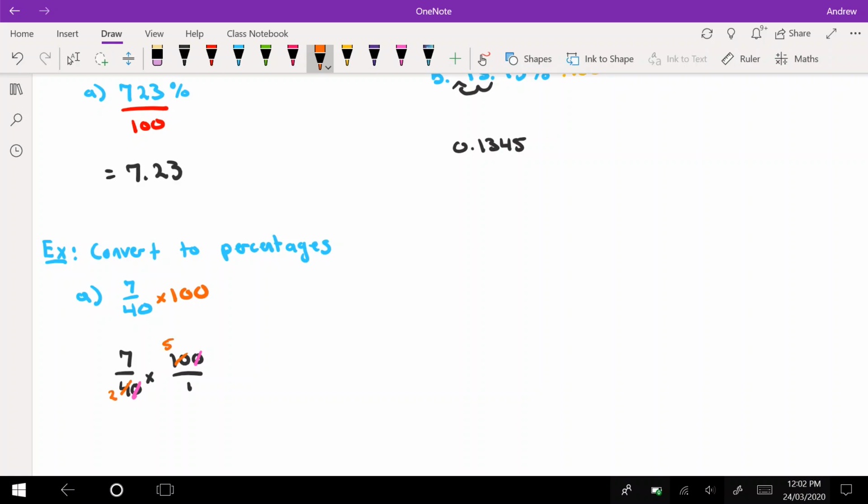This makes this a lot easier. If you were to multiply this out, it'd be 700 over 40. No one likes that. It's an ugly thing to work with. So start cancelling them out while they're still like this and we can understand it, because this gives us 35 over 2, which is much easier for us to work with. And it gets us to 17.5%. 35 divided by 2. Yep.